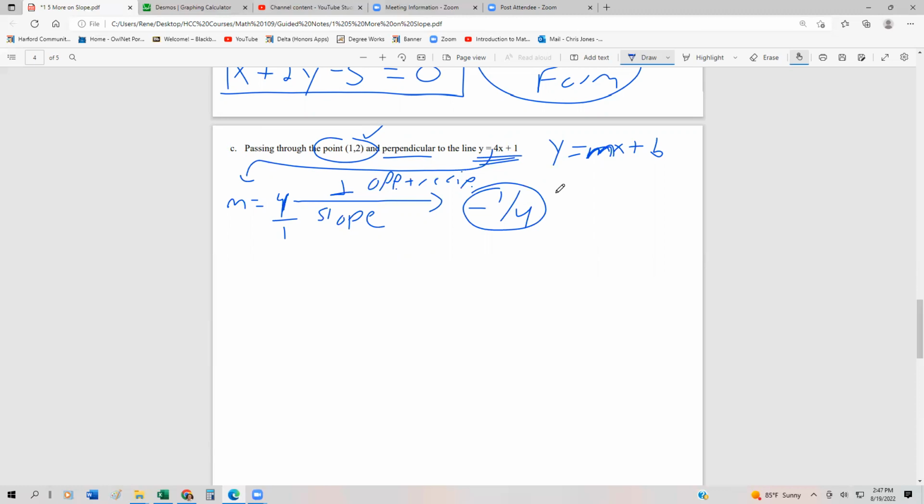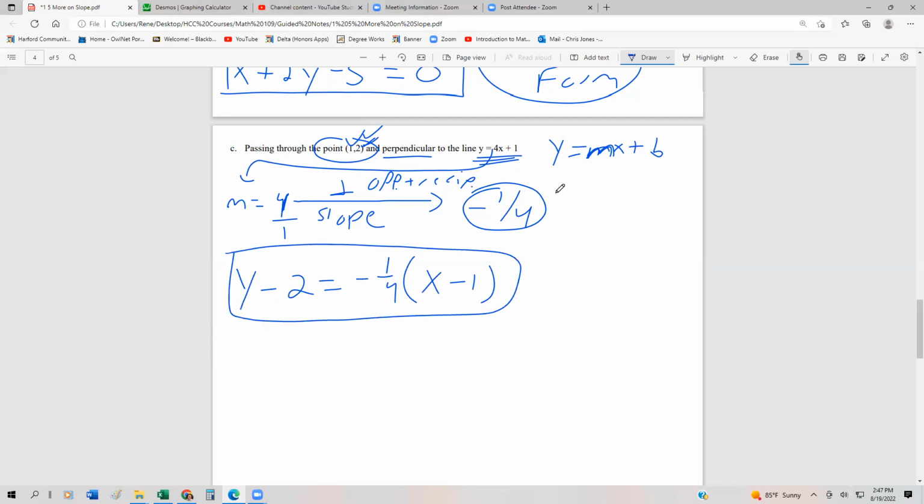All right, so now that we have that, we can form the equation of the line, both in the point slope form, as well as the general form. So y minus y1, which is 2, equals negative 1/4 quantity x minus 1, which is the other point. And so this is going to be our point slope.